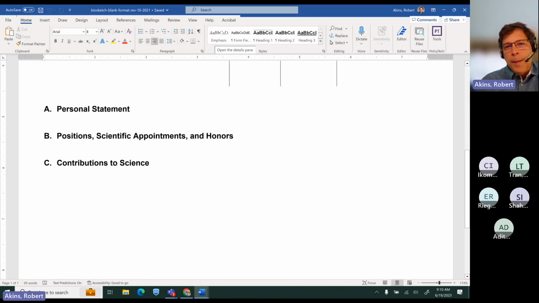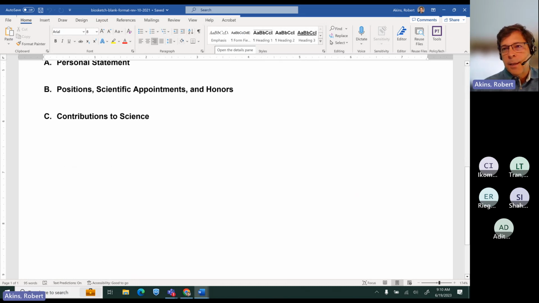One thing that changed over the past few years, besides that date at the top, is that this used to be positions and honors, and now it's positions and scientific appointments and honors. There's a section for contributions to science. If you have a really old biosketch or someone sends you one as an example and it has a section D, that is no longer included.